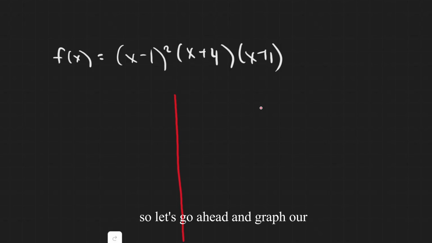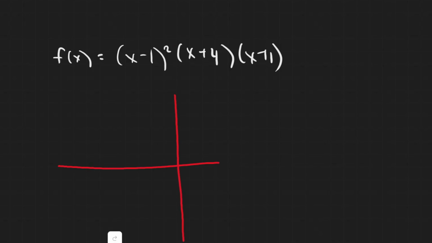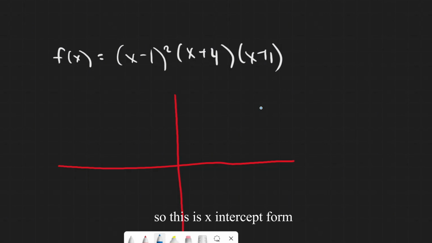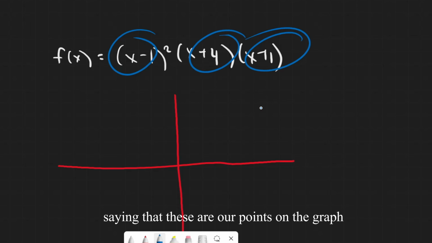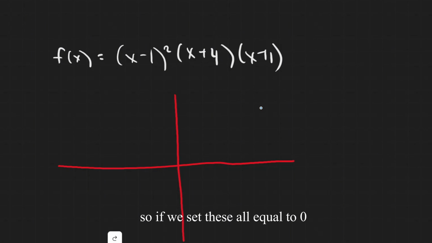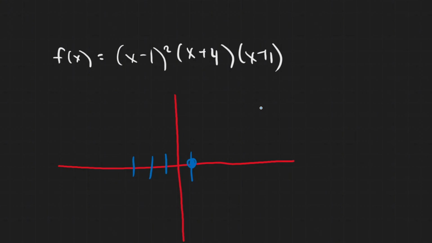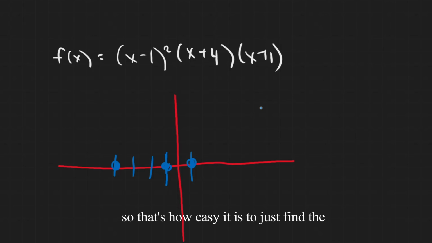So let's go ahead and graph our chart. So this is x-intercept form, basically saying that these are our points on the graph. So if we set these all equal to 0, that'll give us our point. So x minus 1 equal to 0, x will be 1. x plus 4 equal to 0, x will be negative 4. x plus 1 equal to 0, x will be negative 1. So that's how easy it is to just find the x-intercepts of a polynomial function.